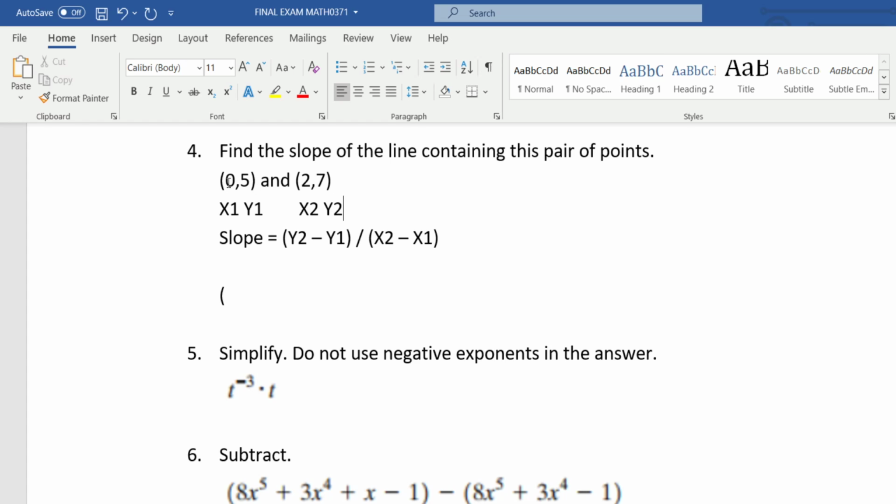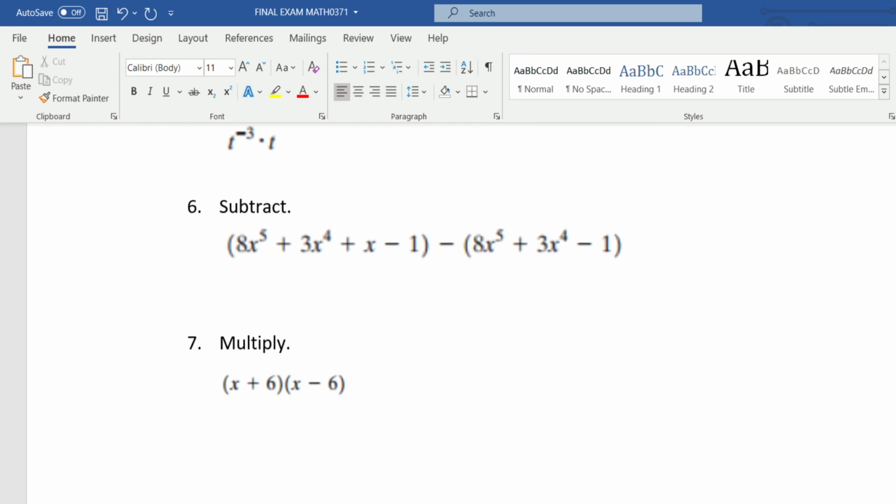It doesn't matter which one you decide to make x1, y1, but just be consistent and make the other one x2, y2. Okay, so we're going to take y2, which is 7, minus y1, which was 5. Then we're going to divide, and then it's going to be x2, which is 2, minus x1, which is 0. So this is going to come out to 7 minus 5 on top, which is 2. On the bottom, we're going to have 2 minus 1, which is 1. So 2 over 1, that's just going to be 2. And that's it. So your slope is 2. All right.